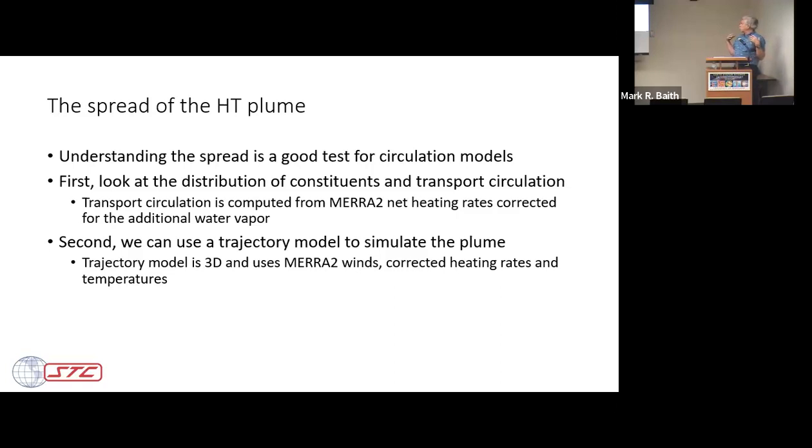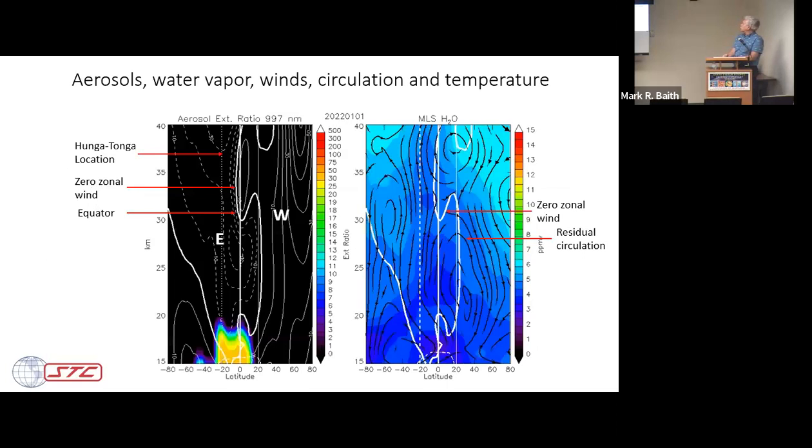So MERA2 doesn't quite have the right heating and cooling. And this is in McCoy et al., although they try with their updates of the temperature field to get as close as they can. But I've corrected this transport circulation from MERA2 for the additional water vapor. And then I'm going to use a trajectory model to simulate the plume motion using those corrected winds and corrected heating rates and see what we get. Okay, so this is what I'm going to show you.